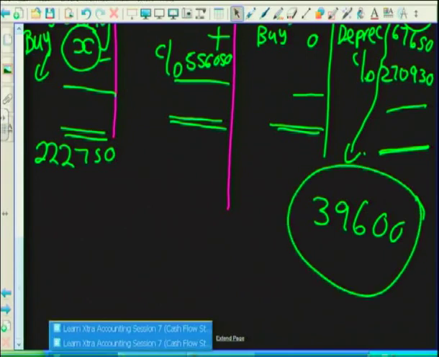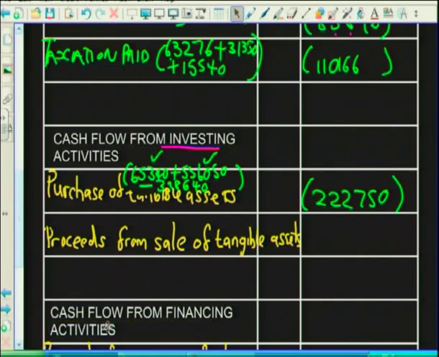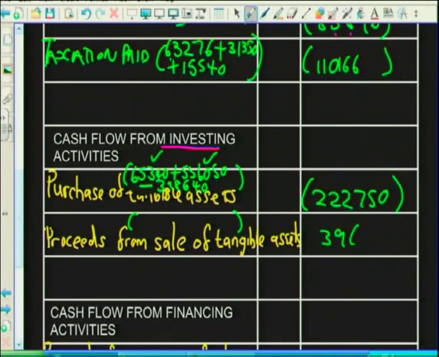Let's do that. Your cash flow statement, proceeds from sale of tangible assets. Again, guys, remember, show your calculations in brackets. You know how to do this. So the amount was 39,600. It is an inflow of cash because if I sold the asset, I received this money, so money coming into my bank account, inflow of cash.